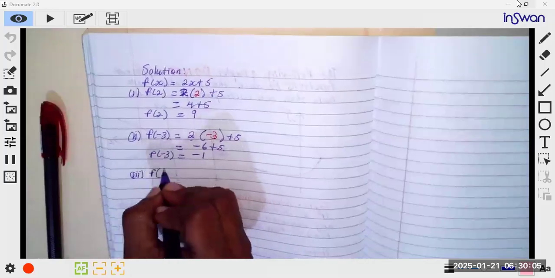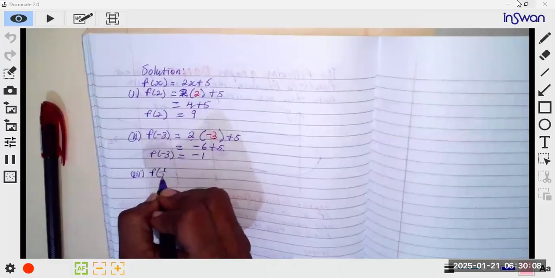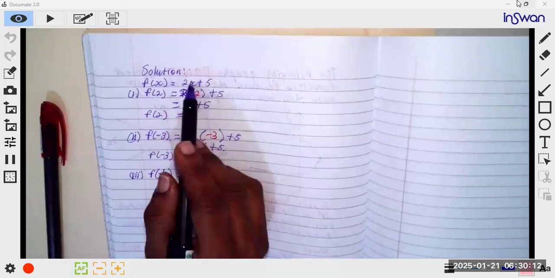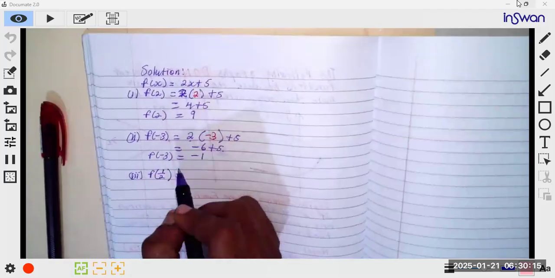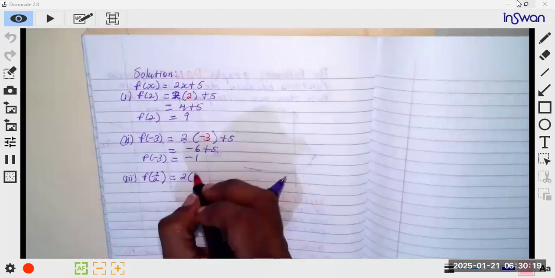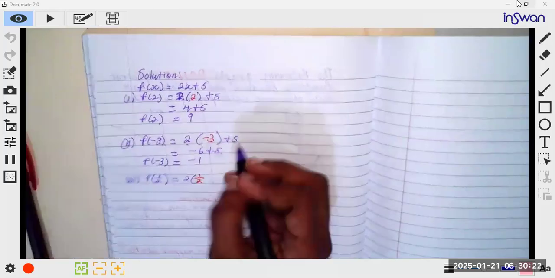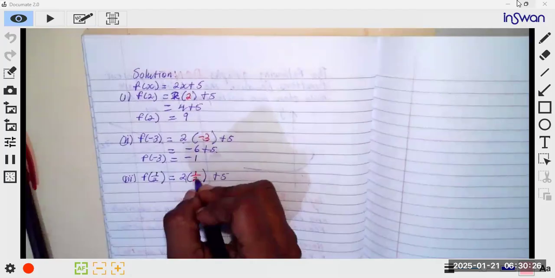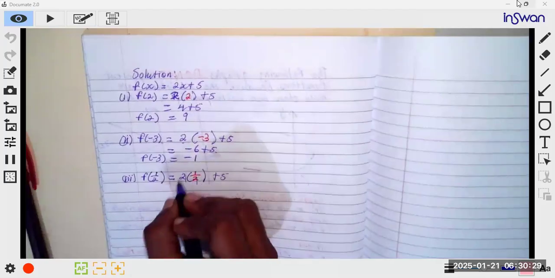But now, functions also have fractions. So f of a half, same process. Instead of the x in the function 2x plus 5, we are replacing it with a half. So it will be 2 times a half, plus 5. So 2 multiplied by a half, the 2s cancel out. You remain with 1 plus 5, which is 6. So f of a half is 6. Do you all understand that? Yes or no?